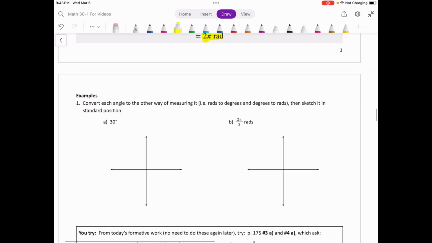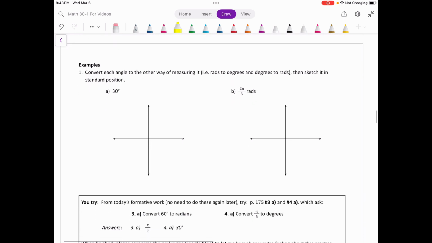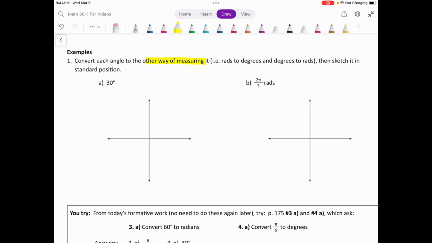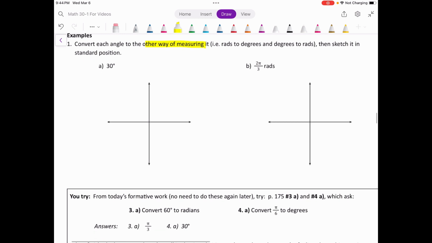Okay, let's try out a couple examples here talking about degrees versus radians. It's asking us to convert each angle to the other way of measuring it. In other words, if it's given in radians, convert to degrees. If it's given in degrees, convert it to radians, and then sketch in standard position. So, more practice with sketching as well.